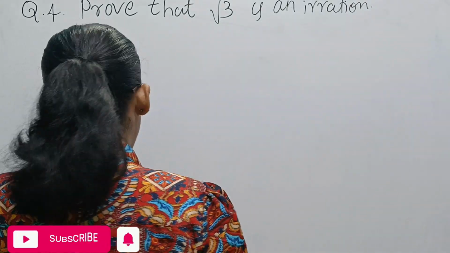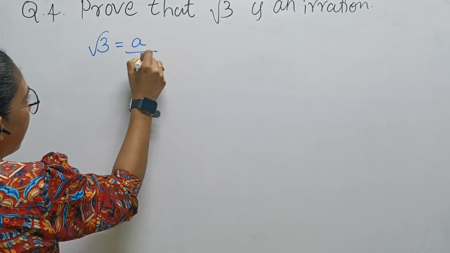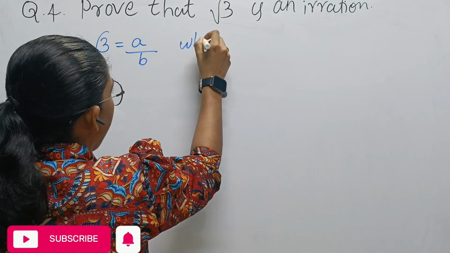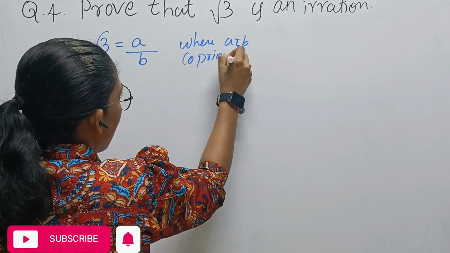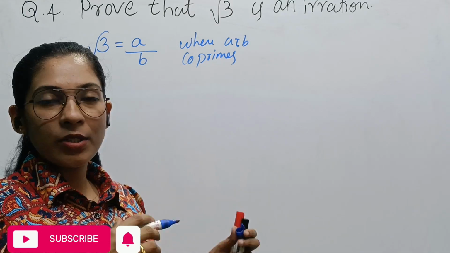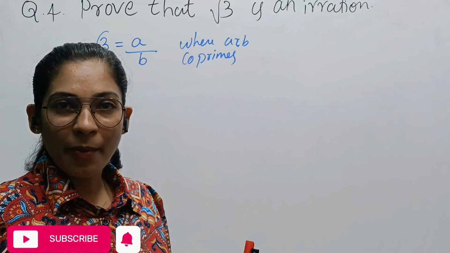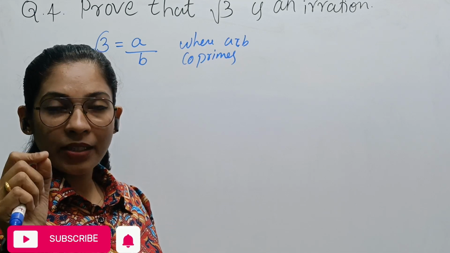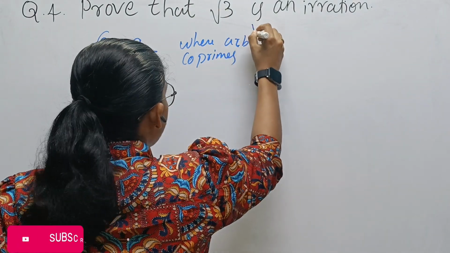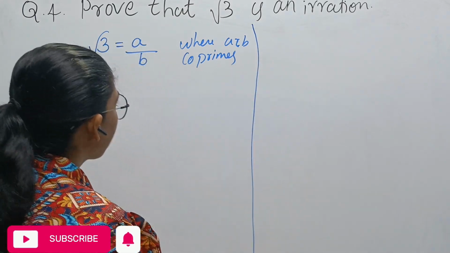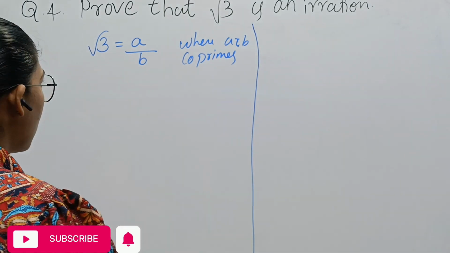let's start. That is, we have to take root 3 is equal to a by b, where a and b are co-primes. Okay, what is co-primes? Numbers which have common factor 1. No other common factors in between. There is only one single common factor, that is 1. Okay, so root 3 is equal to a by b, where a and b are co-primes.